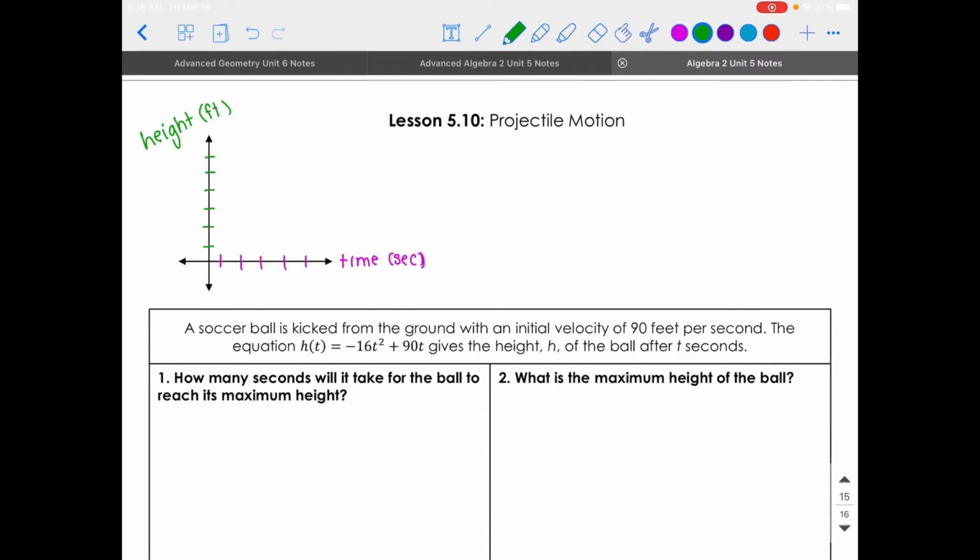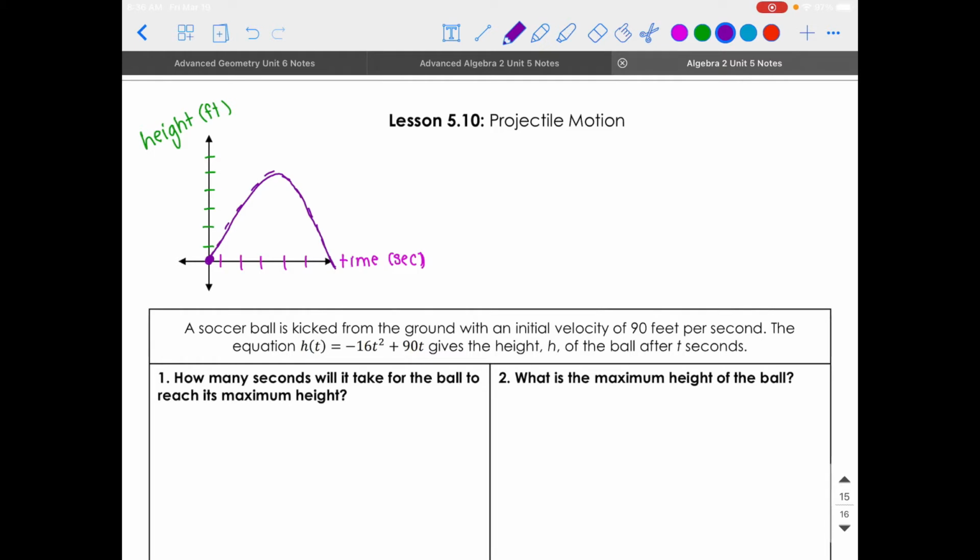So if you were to throw a ball into the air, at 0 seconds, you're not throwing it, so it's down at the ground. But as you throw it and time goes on, it gets higher and higher and higher. And then it comes back down, down, down. Just like that. So we get like a parabola.